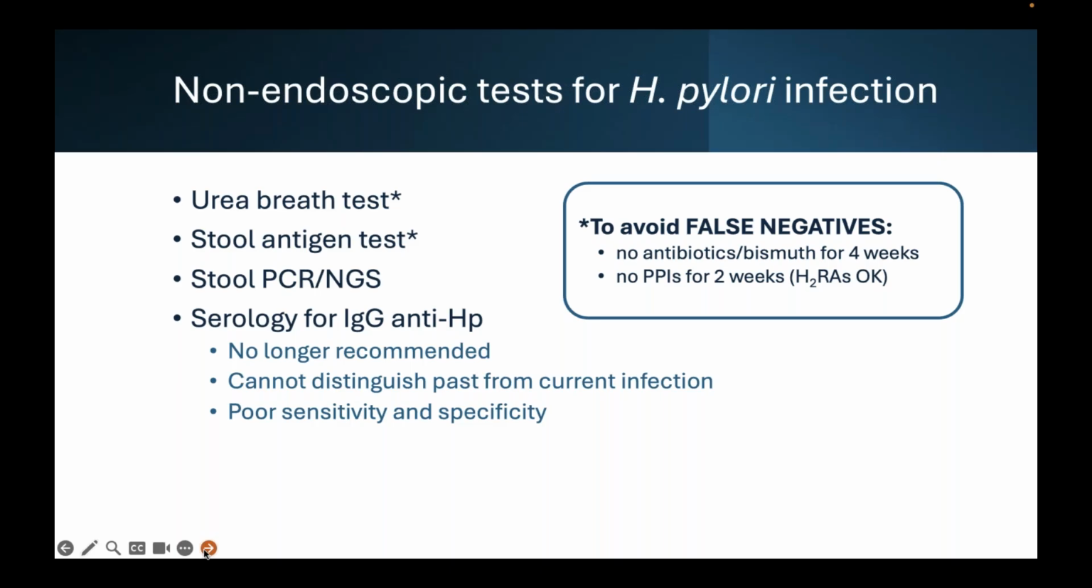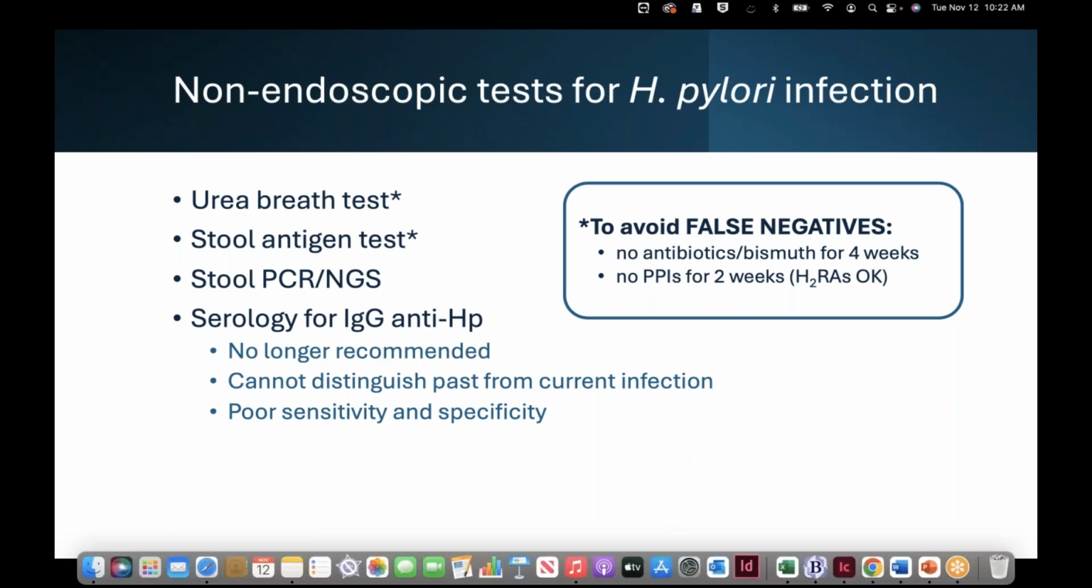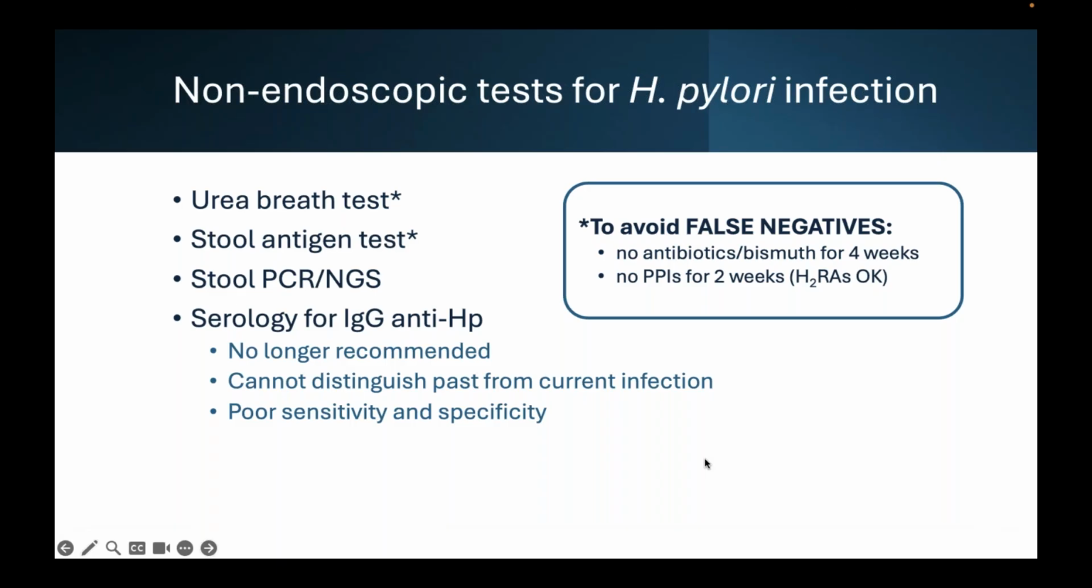Now, both of these tests have high sensitivity and high specificity. They have an asterisk next to them, and you can see that on the right-hand side of the slide, the asterisk is to say that these are excellent tests. However, to avoid false negatives with these tests, the patient needs to be off antibiotics and bismuth for 4 weeks and should be off PPI medications for 2 weeks, because all of these things lower the sensitivity of both the breath and the stool antigen test. Now, patients who may have trouble getting off their PPIs for 2 weeks just for the purpose of this test can go temporarily onto H2 receptor antagonists. These do not interfere with the sensitivity of the test.